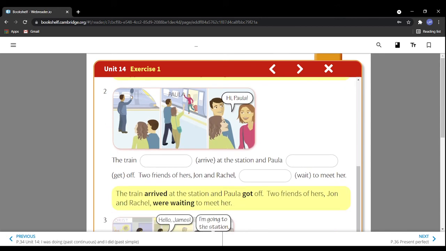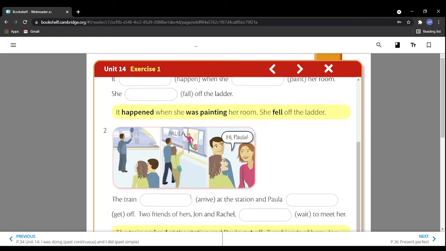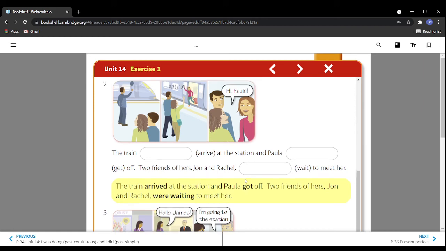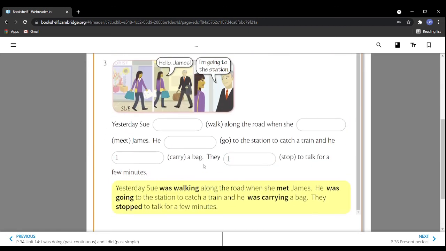Okay. Same thing here. Let's see. This guy is, what's he doing? The train, let's say the train arrived at the station. وصل train. Okay. Station. Paula got off. نزلت Paula. Okay. Two friends of her, John and Rachel, were waiting to meet her. هذول سافتهم كانوا ينتظرونها تجي. So كان waiting past continuous. So they were waiting for her and she arrived and got off the train.